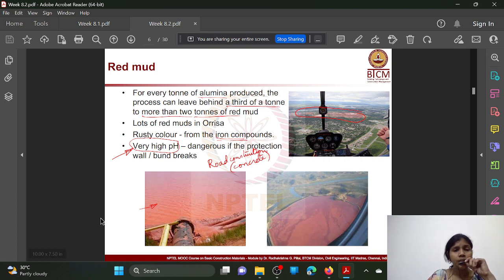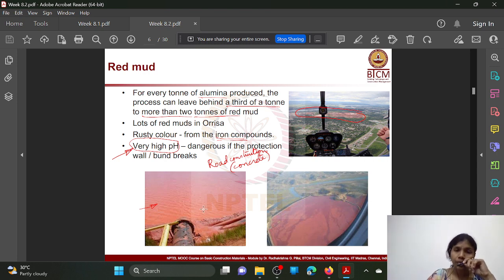And see, in Orissa, this is the red mud pond. For every ton of alumina produced, the process can leave behind a third of a ton to more than 2 tons of red mud. Here there is a lot of red mud in Orissa, which is rusty in color from the presence of iron compounds, and it has a very high pH.